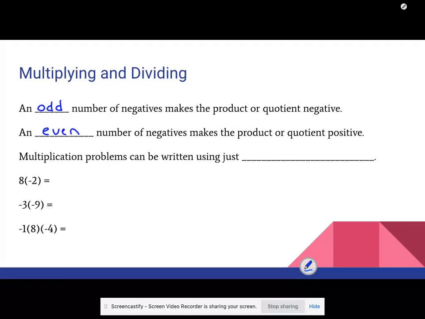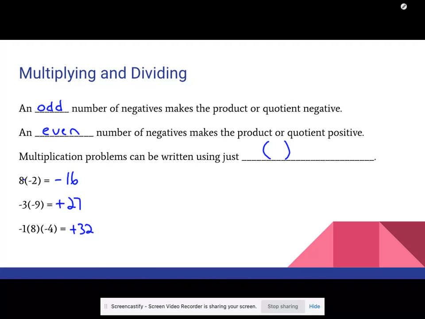Now, multiplication problems can be written using just parentheses. If you take a look at our examples, I have 8 times parenthesis negative 2. You have to think that there is multiplication between the 8 and the parenthesis. So a positive times a negative, I know I'm going to get a negative answer, and 16 is my answer. Two negatives, I know I'm going to have a positive answer for 27. Then I have two negatives, so I know I'm going to have positive. 1 times 8 is 8, times 4 is 32. And that's how I go about solving multiplication problems.